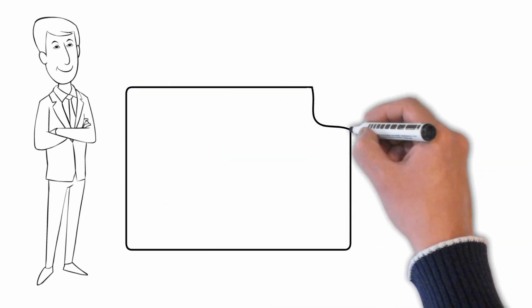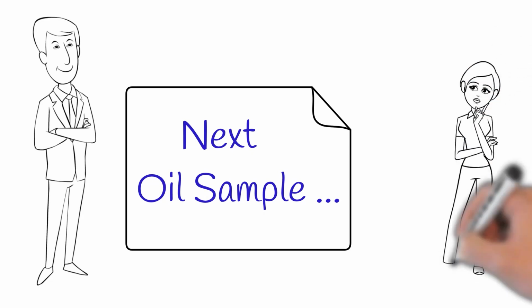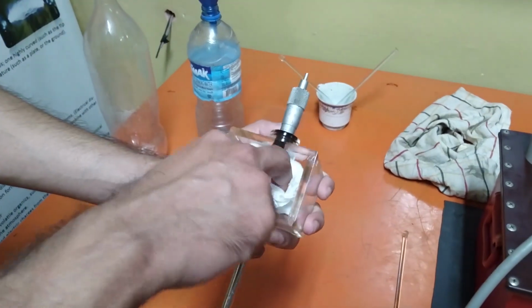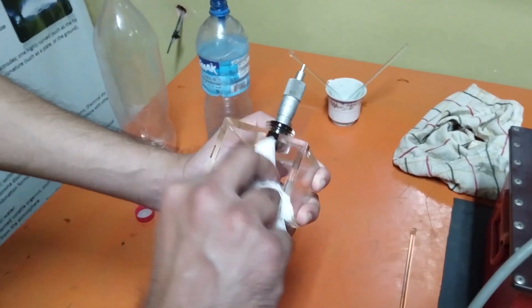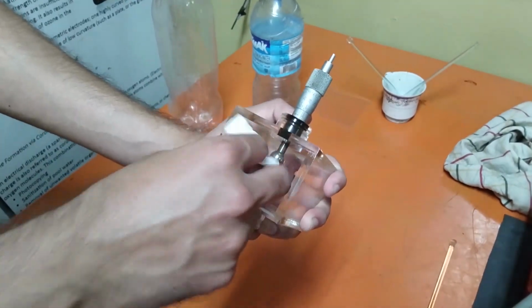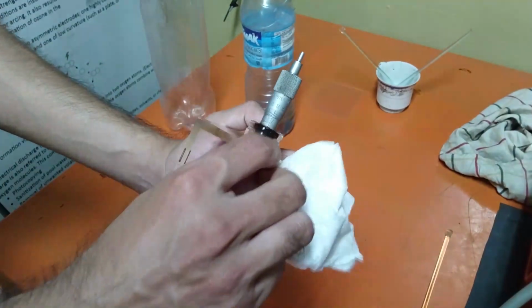Now we are ready to move on to the next oil sample. But before that, we have to follow another simple but essential step. Let's see what it is. So before filling up the next oil sample, we have to clean the glass container properly, because otherwise mixing with another oil's droplets can affect the breakdown strength of the oil sample we are testing.